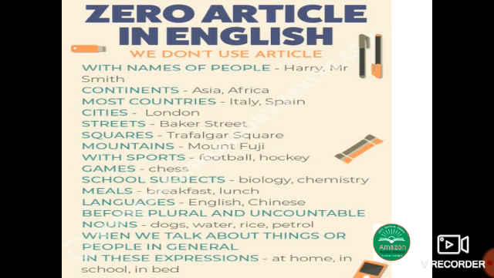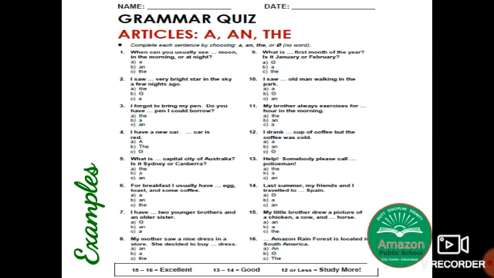You should not write a and the before mountain's name. You should not use a and the before games like chess, carom. He is a good chess player. So you should not use that, you can't say it. So you should not use a and the before meals. You should not use a and the before uncountable nouns. So let's see some examples.